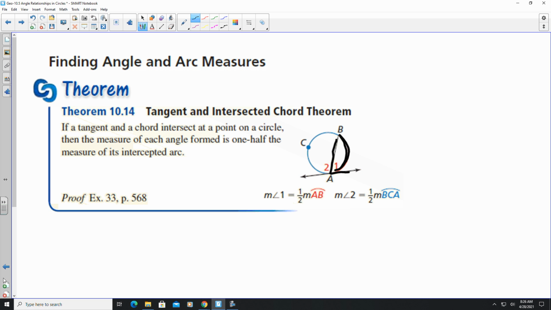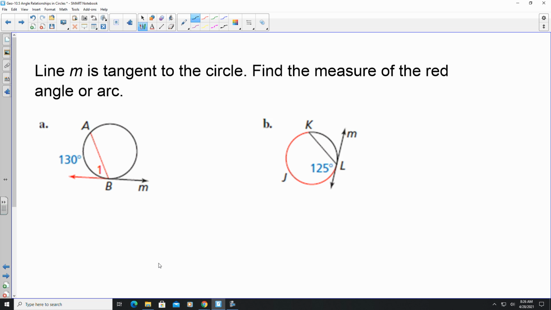Looking at some example problems using this theorem, it says line M is tangent to the circle, find the measure of the angle or arc. In this particular instance, they want us to find the angle. So angle 1 is going to be equal to half of this arc measure, which is 130 degrees. That means that angle 1 in this particular instance is 65 degrees.